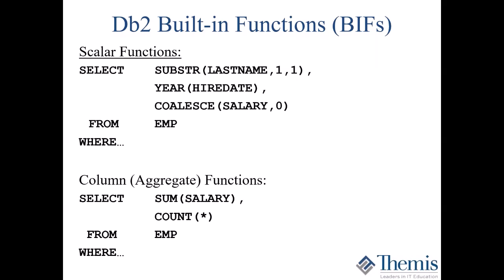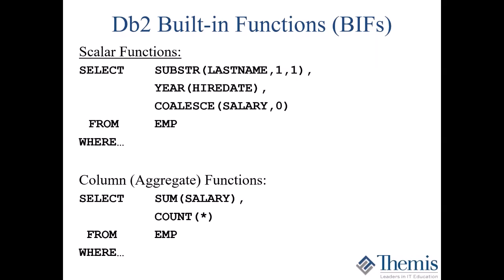So the substring function is the first example there. I want to select only the first character of somebody's name, just the first letter. Substring function, last name, comma 1, comma 1. We call that one a scalar function because for every set of values you send in, you get one thing back. So you send in 100 last names into this function, you'll get 100 things back. Scalar is just a fancy word for one, right? One thing. So you send in one thing, you get back one thing. It's a one-for-one relationship, what comes in and what goes back out.